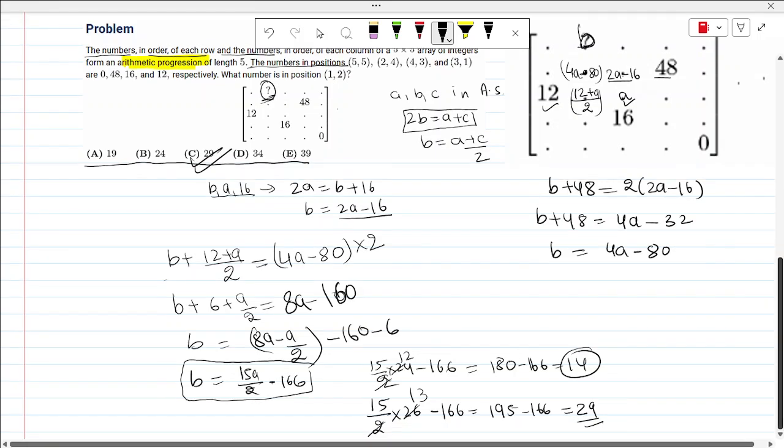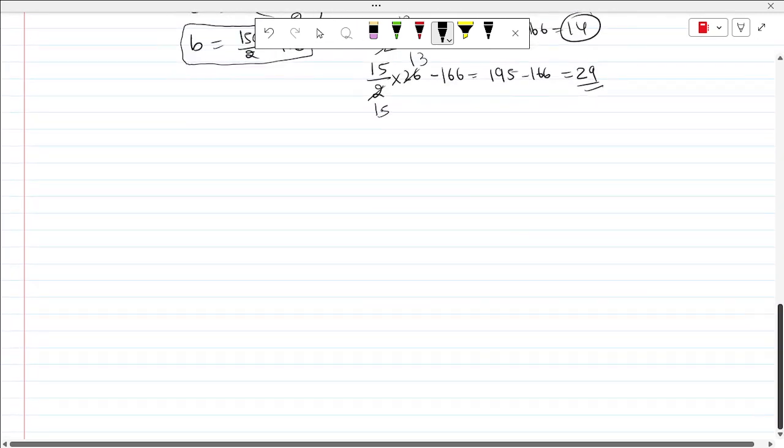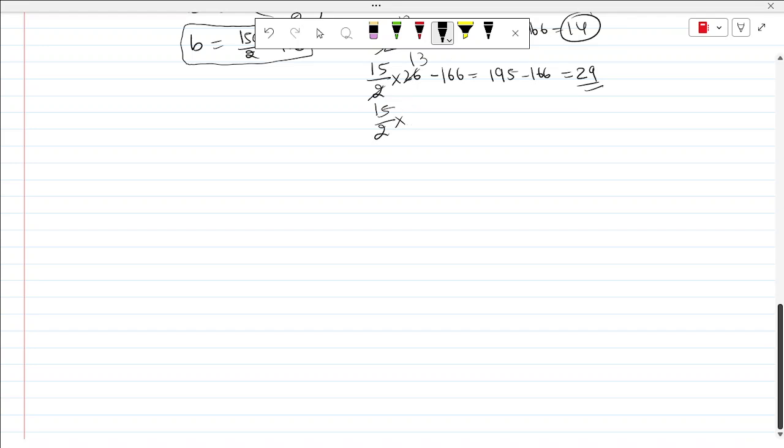Next you can also try, maybe that would also be in the options. So after 26 we can try 28. You can try 28, so it becomes 14 times 15 minus 166. So it will be plus 15 more, so it becomes 44. Yeah, 44.